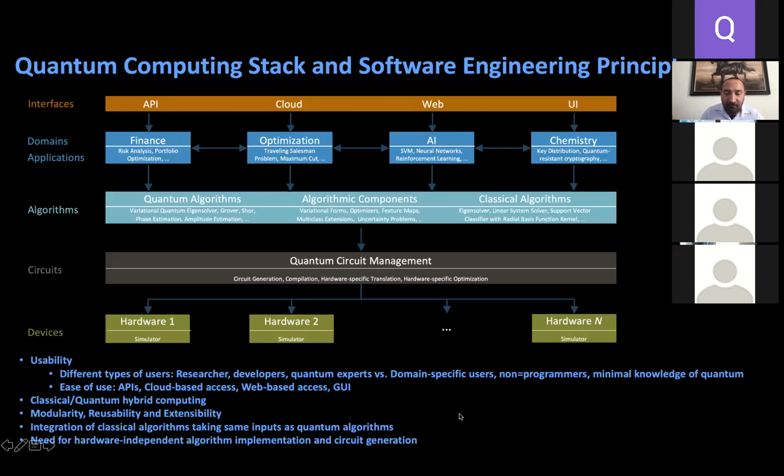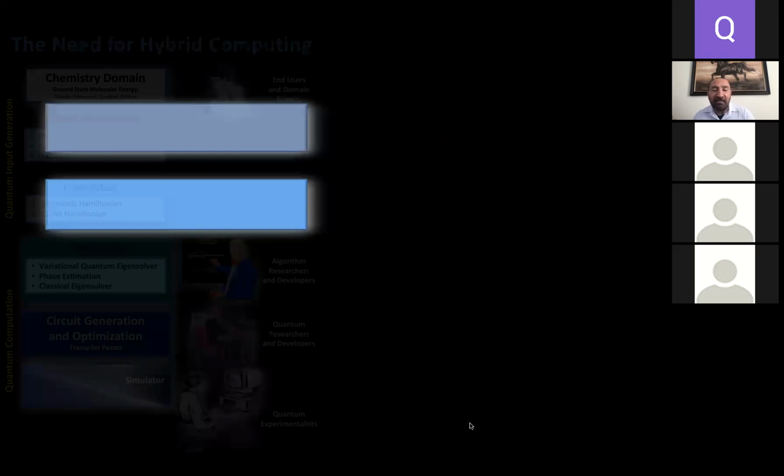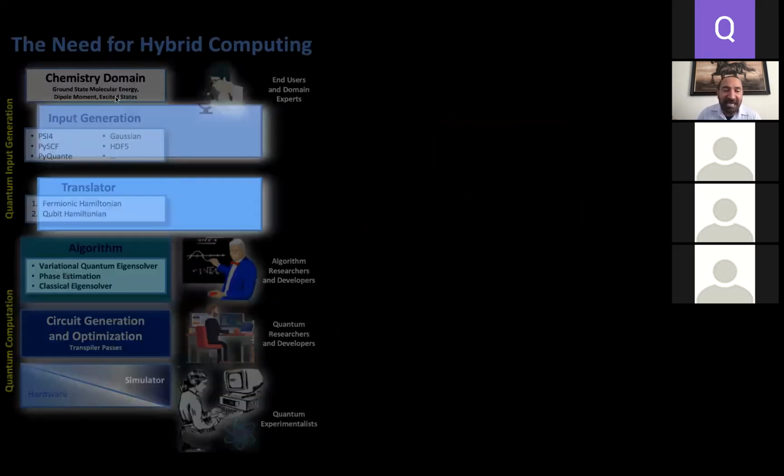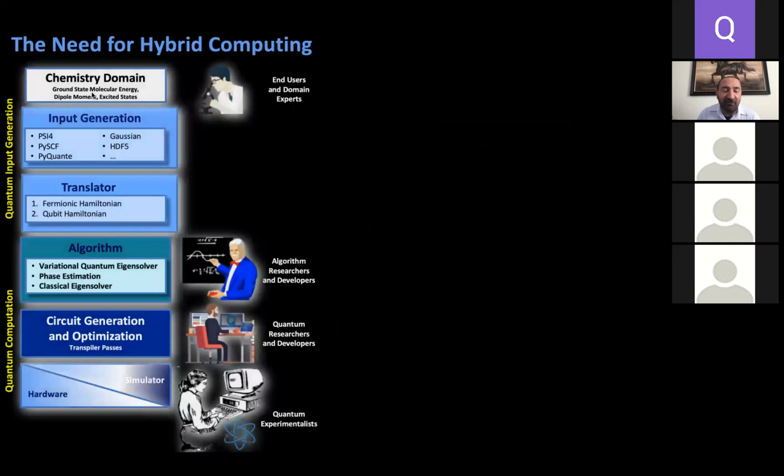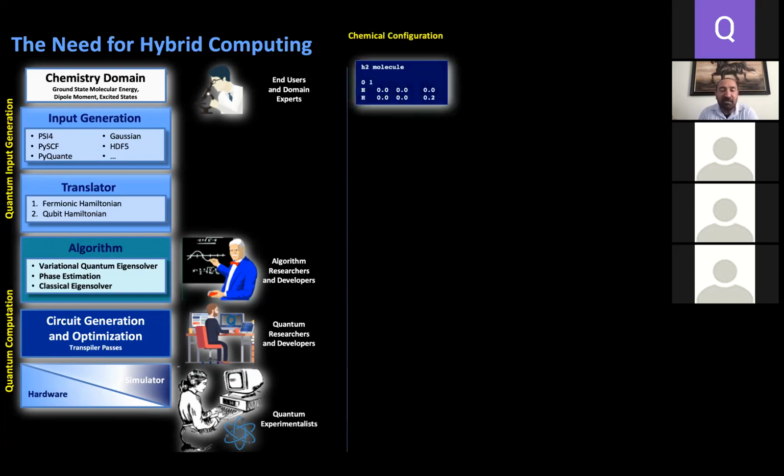So this is what I give you here as an example. Let's take chemistry as a domain. We have problems like the ground state molecular energy, dipole moment, and excited states. And here we have an end user who is a domain expert. This person is interested in this example, which is very simple, in computing the ground state molecular energy, dipole moment, and excited states of hydrogen, the simplest molecule in the universe, 2 atoms of hydrogen.